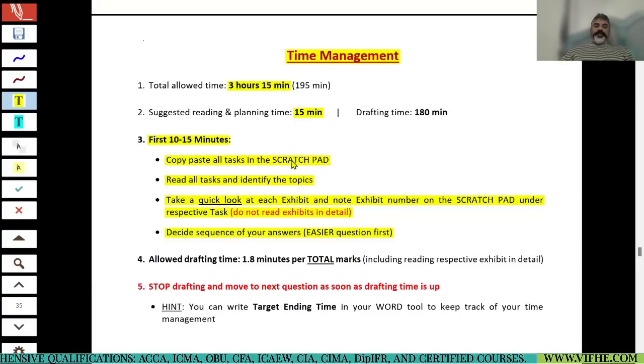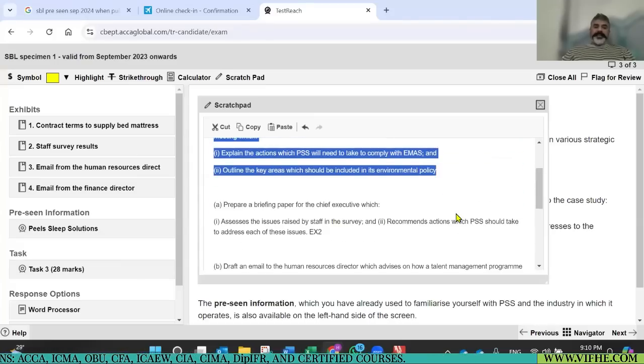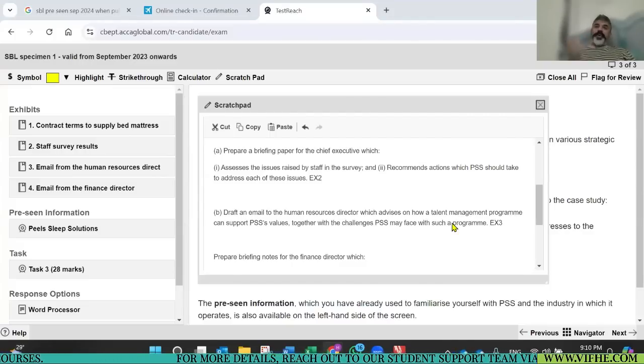So which question should we do in last? What do you think in this? 1B. 1B, right? The EMAS and the environmental policy question. Exactly, because there is no exhibit to it. So for sure, I will push 1B towards the end. I will not do it in the middle or in the start. I will not follow the sequence. I will do it in the end.